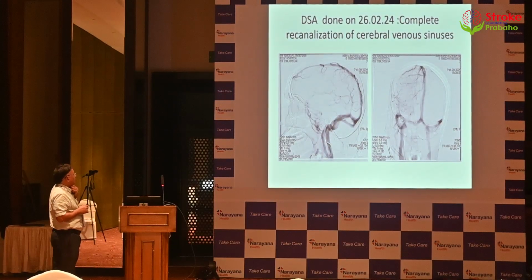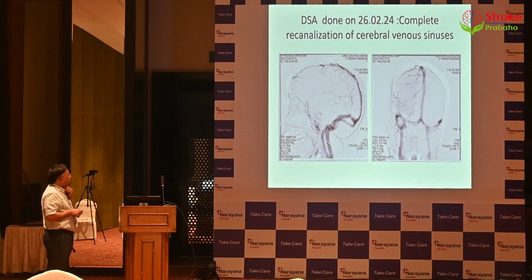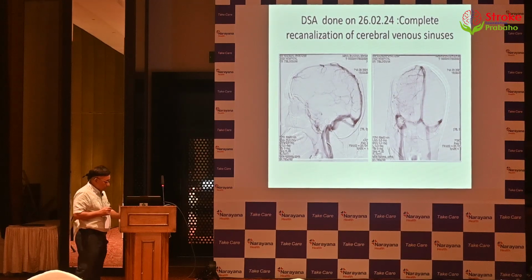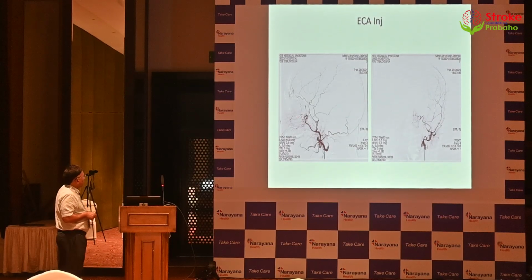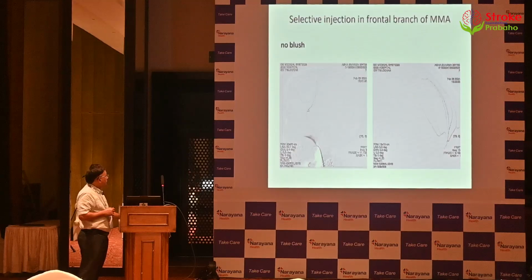So we performed DSA, and when we performed the DSA, there is a complete canalization of the left transverse sigmoid sinus. So the CVT completely resolved, possibly with anticoagulant. And this is the external carotid artery injection. This is the middle meningeal artery. This is on the AP view.